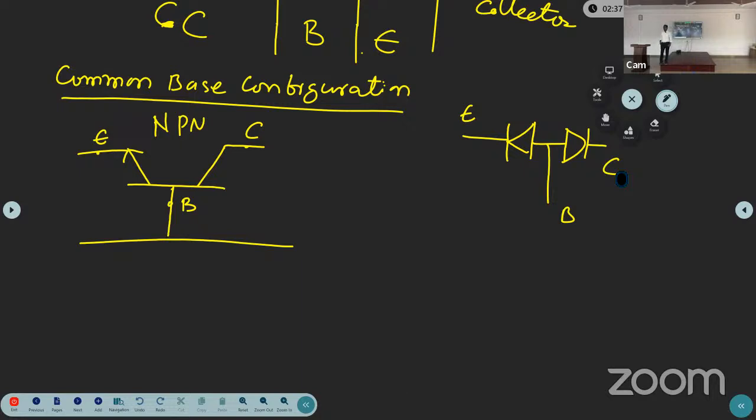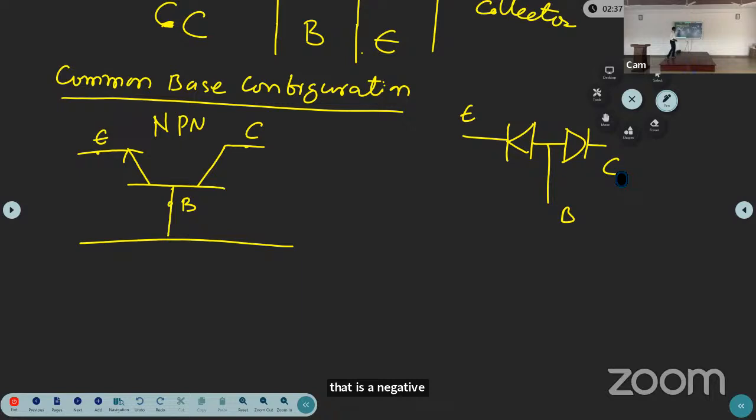The transistor symbol using diodes, that is the common base, or simply NPN transistor. The back-to-back connection of the two PN junction diodes gives the three-terminal device, that is the transistor. If anybody is asking how you can construct the transistor using two diodes, this is the back-to-back connection of the two PN junction diodes. That is the emitter, base, and collector.